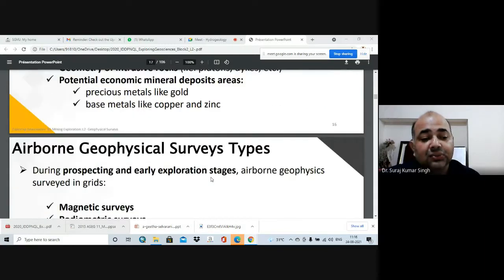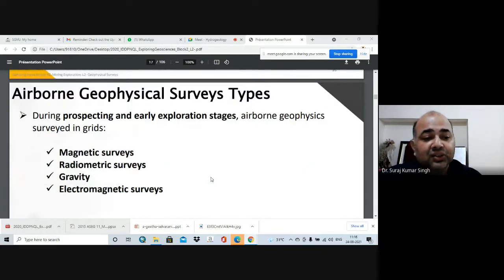So all these methods have to be employed. Whenever you are talking about prospecting and the early exploration stage, before you go for any exploitation, first you have to explore. There is a difference between exploration and exploitation. Right now we are going for prospecting. Prospecting means first we have to identify whether there is any prospect of getting those resources. For that, first you have to do some kind of survey.